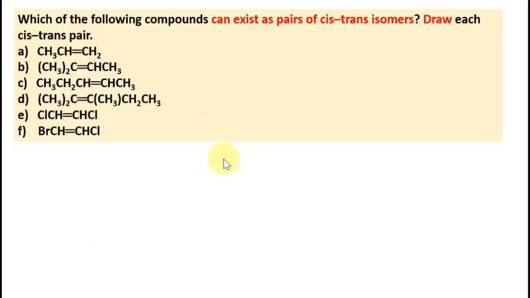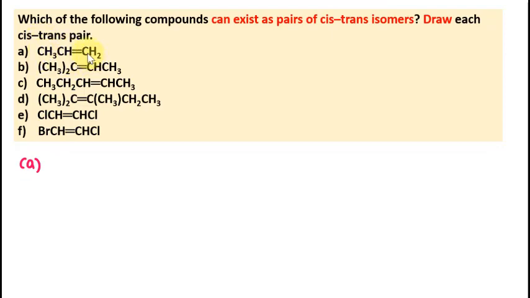So let's try this example. Which of the following compounds can exist as pairs of cis-trans isomers? Draw each cis-trans pair. So let's have a look at the first compound, compound A.